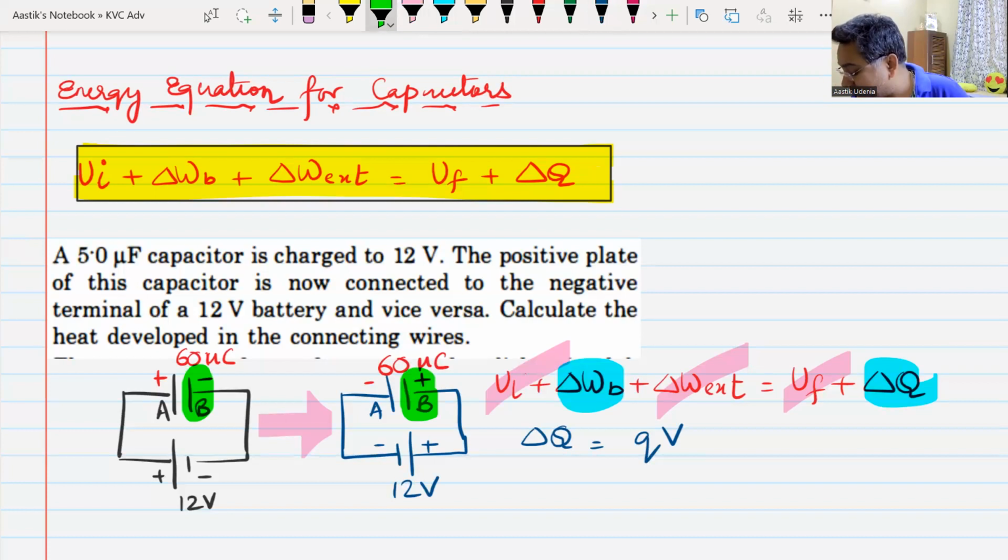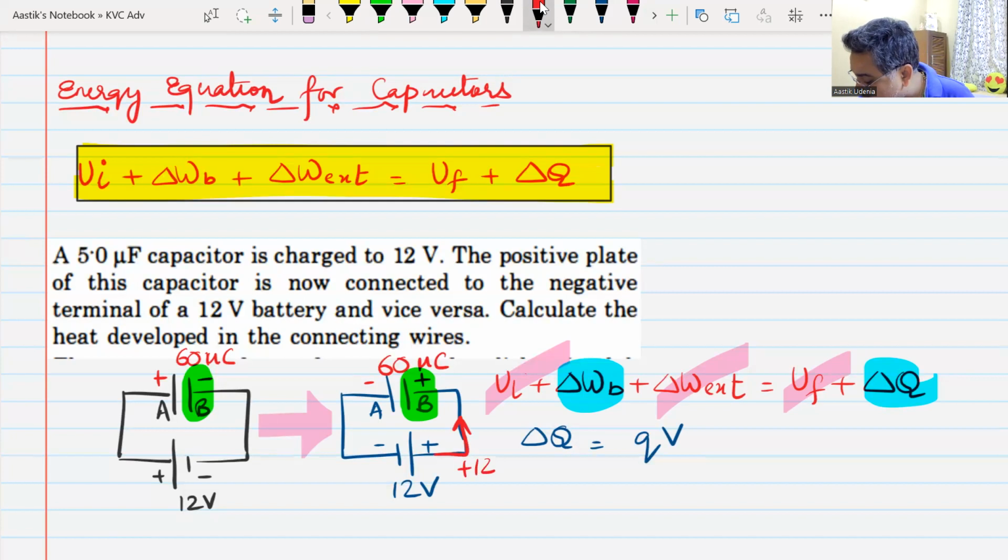Plate B was having negative charge. Now it has positive charge. It was having negative 60 coulomb charge. Now it has positive 60 coulomb charge. So how much charge has flown from where to where? 120. 120 coulombs has flown in this direction.